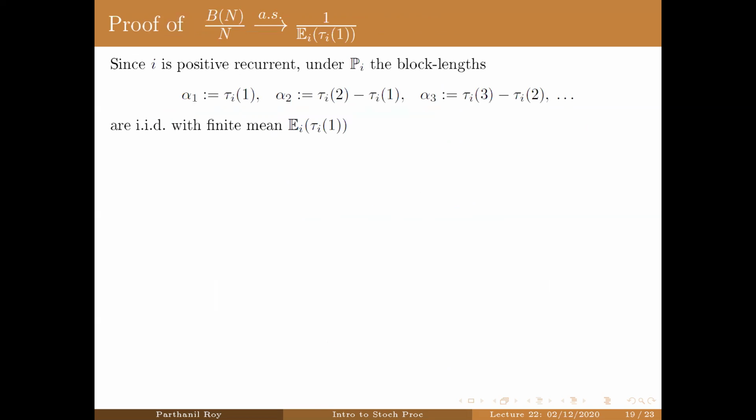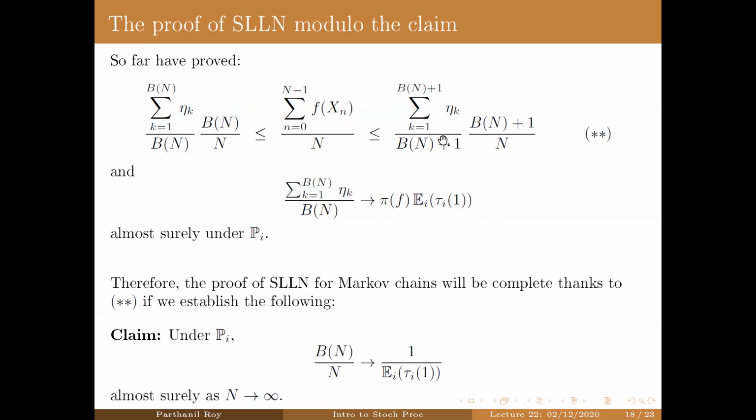So therefore, now let's try to prove that this happens. Now, intuitively, as I said, this is obvious because if you look at n over Bn, n is the time point up to n, and Bn is the number of blocks up to time n. So n over Bn should give you the expected length.